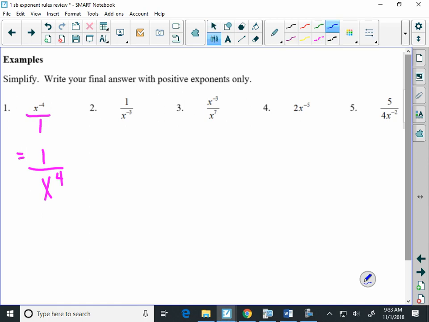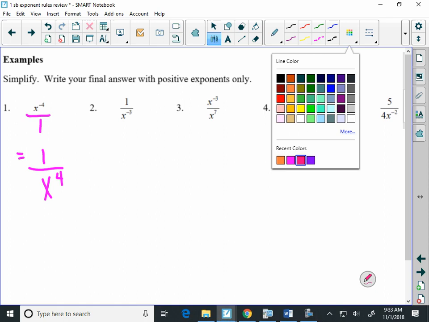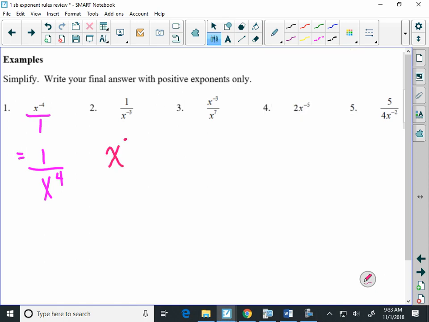Number 2, same kind of idea. We're going to flip and change the sign on the exponent. So this becomes x cubed over 1 because I flipped it and I changed the sign on the exponent, and we don't really need to write the 1 in the denominator. And some of you who are working ahead probably just have x cubed, which is fine. We flipped it, changed the sign on the exponent.